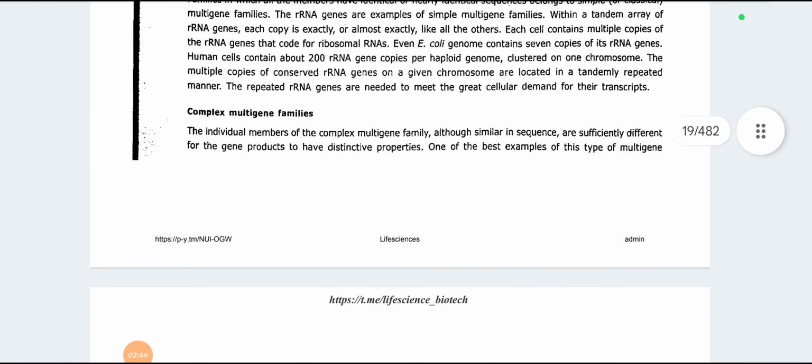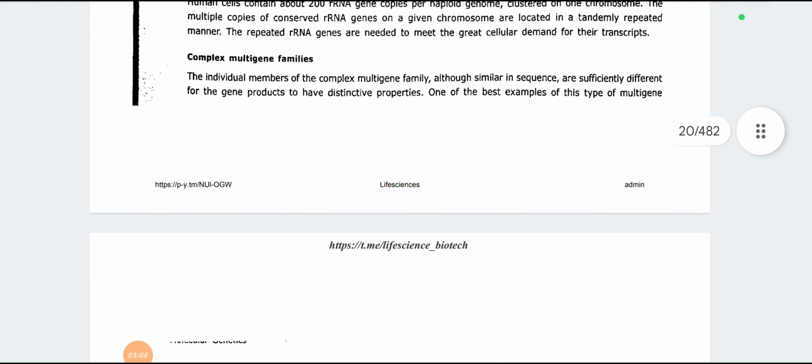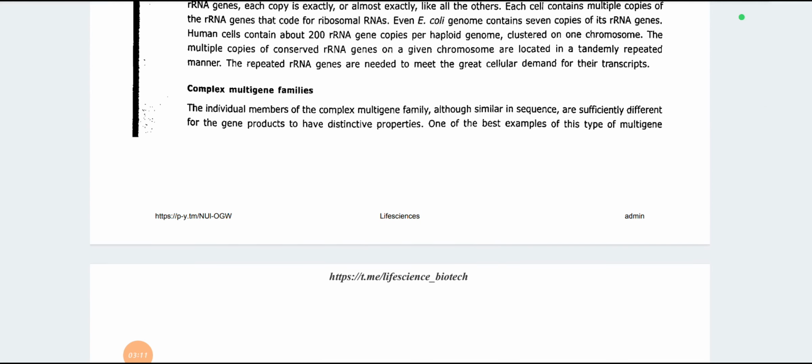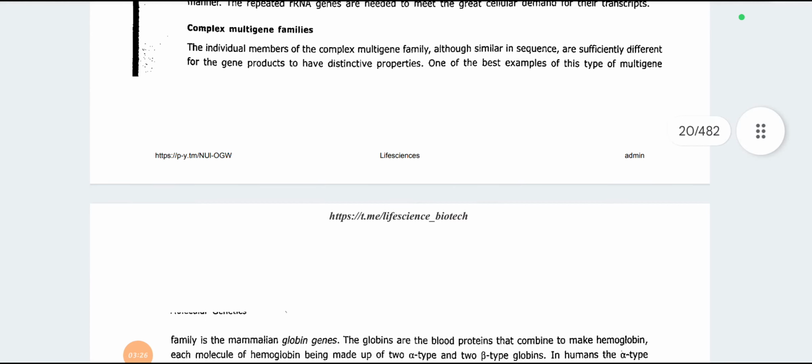Each cell contains multiple copies of the rRNA genes that code for ribosomal RNA. For example, E. coli also contains multiple copies of rRNA genes, about 7 copies, and human cells contain about 200 rRNA gene copies per haploid genome. The multiple copies of conserved rRNA genes on a given chromosome are located in a tandemly repeated manner. Many rRNA copies are repeated in tandem, and they are needed to meet the cellular requirement for their transcript.